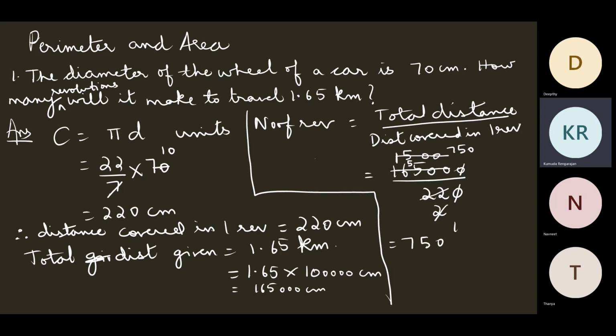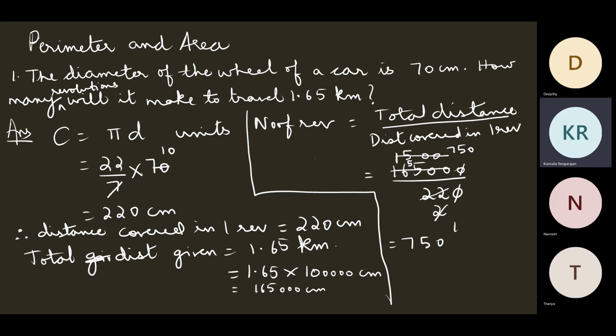So how do you answer this question? In this question, you're given the diameter of the wheel of the car, given diameter and the total distance. We have to find the number of revolutions. So what is the formula to find the number of revolutions? It's total distance by distance covered in one revolution. Total distance we know. What is the distance covered in one revolution? That is nothing but the circumference of the wheel. So we need to first find the circumference of the wheel using the formula pi d.